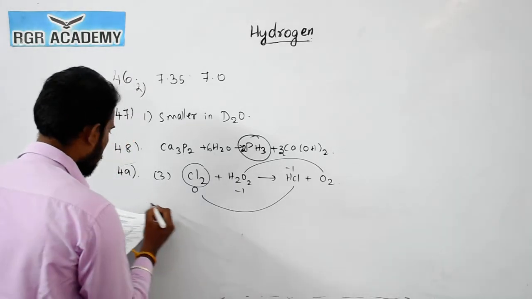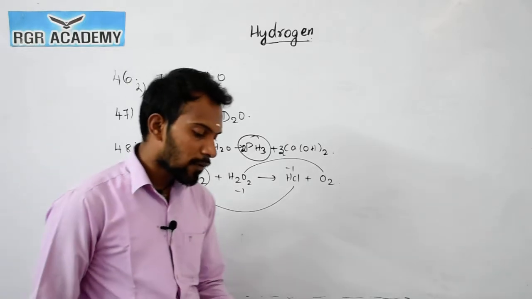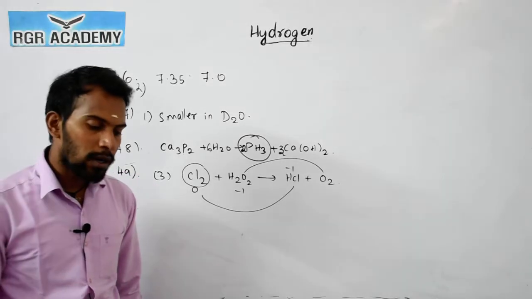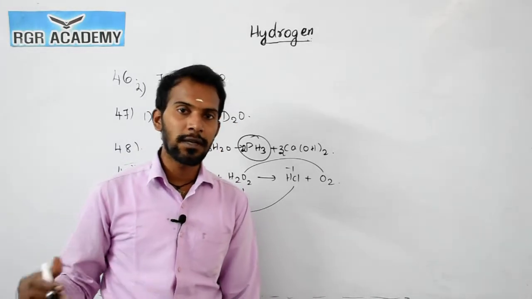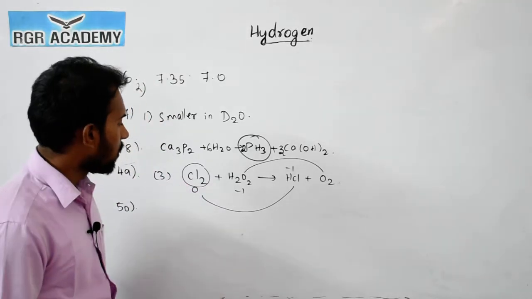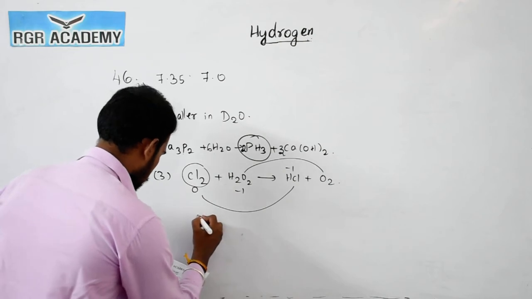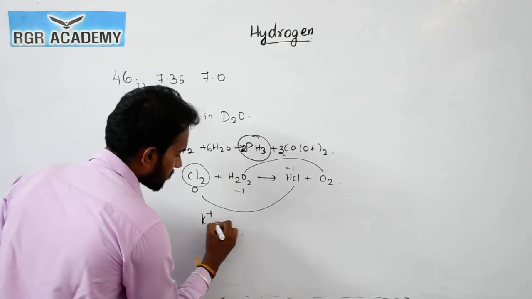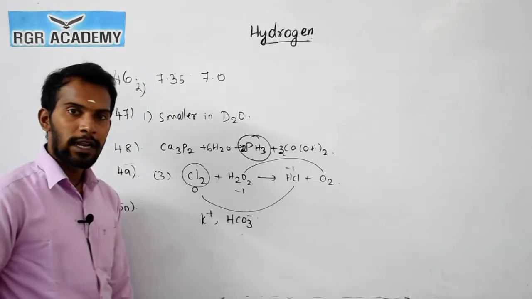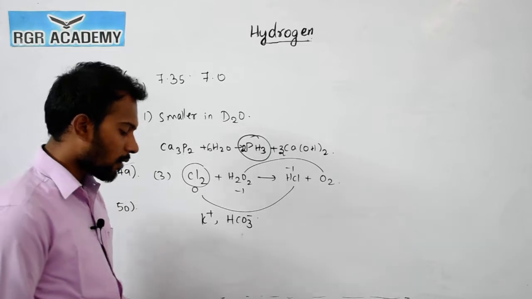Now question number 50. Which of the following pair of ions makes water hard? Hard water means the presence of carbonates and bicarbonate ions, which are responsible for the hardness of water. So the ions K plus and bicarbonate HCO3 minus are the ions responsible for hard water.